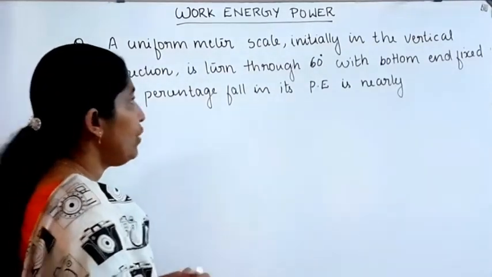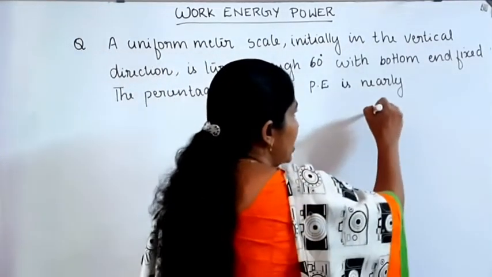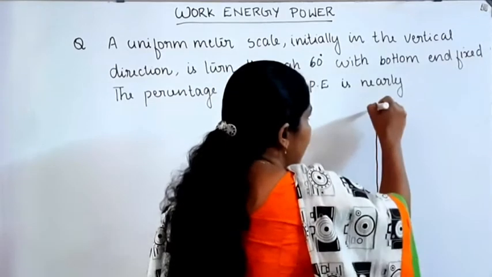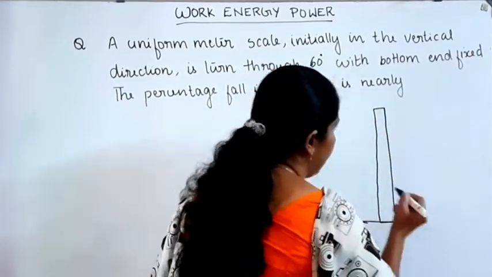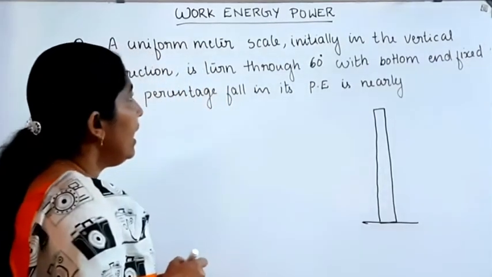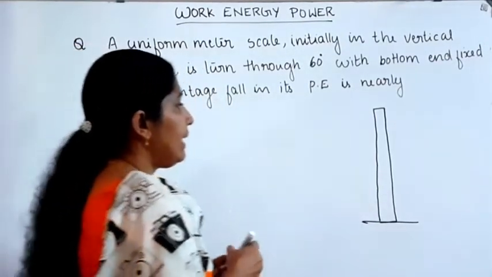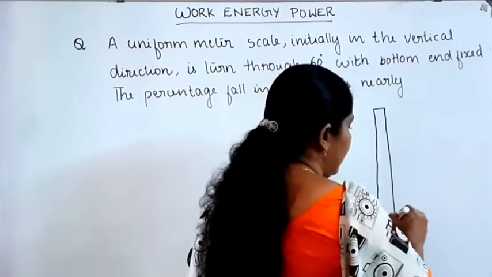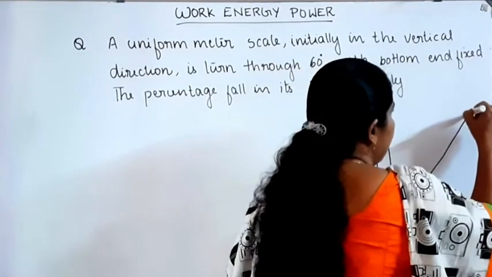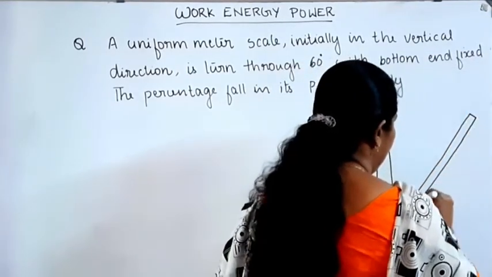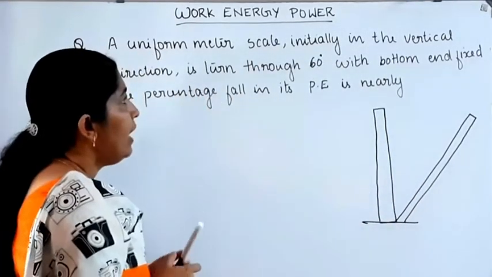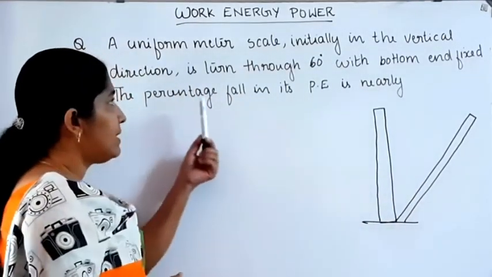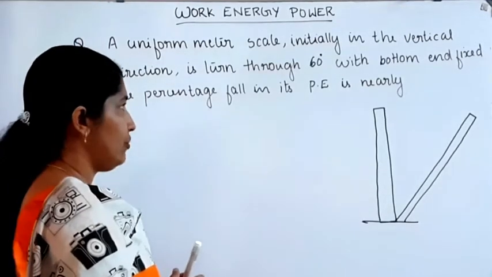Okay, a uniform meter scale. Initially the meter scale is in the vertical direction. It is turned through an angle 60 degree, like this. It is turned through an angle 60 degree with the bottom end fixed. The percentage fall in its potential energy is.